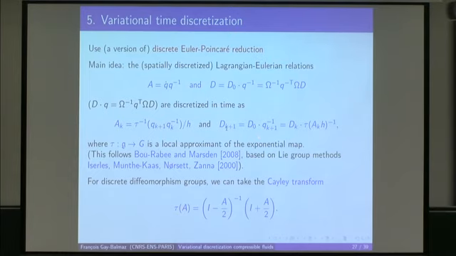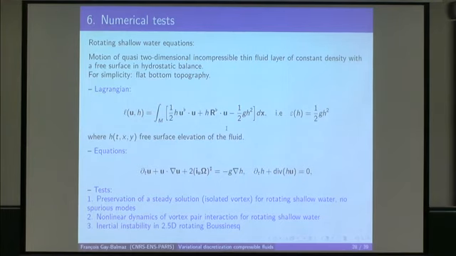In the discrete case, this is done by using the Cayley transform, as has been devised in this work. I will not explain this in detail, but just to assure you that our temporal discretization is compatible with the spatial one that we did so far. So now I'm ready to show some numerical tests.